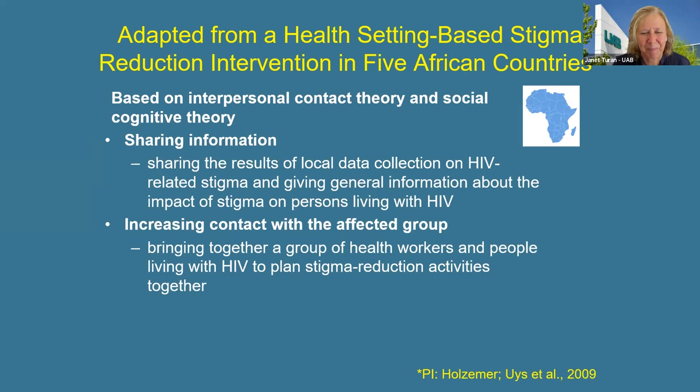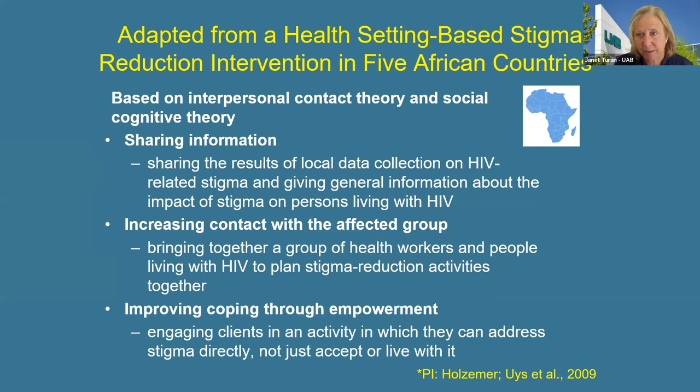A really important key part of the intervention is increasing contact with the affected group. It involves bringing together health workers, people who are delivering care in clinics, and people who are living with HIV to actually work together, get to know each other, and plan stigma reduction activities. And the last component is around empowerment. So really working with the clients to allow them to get engaged in an activity which they can work on addressing and fighting back against stigma, not just accepting it or living with it.